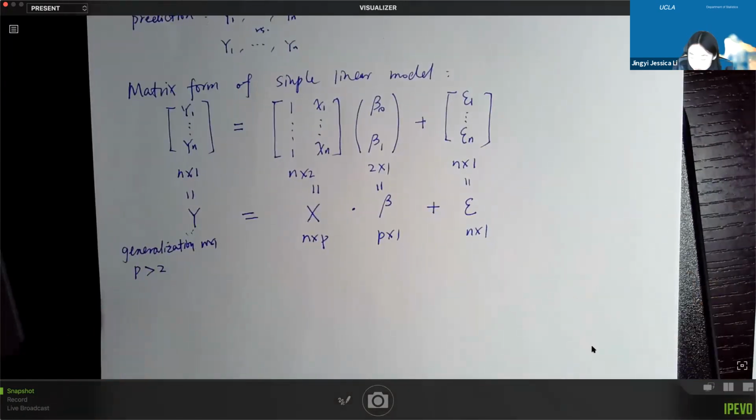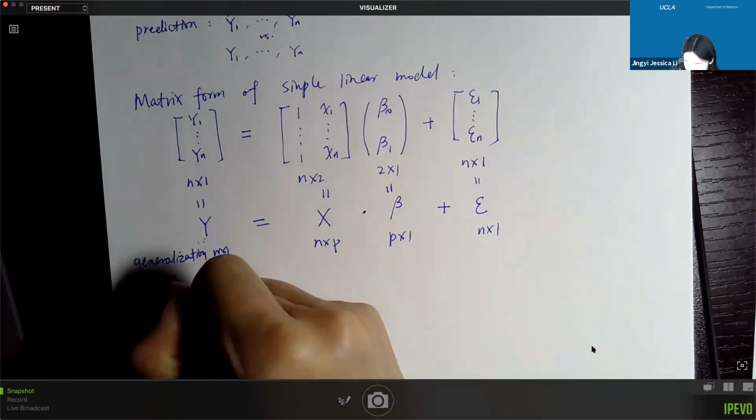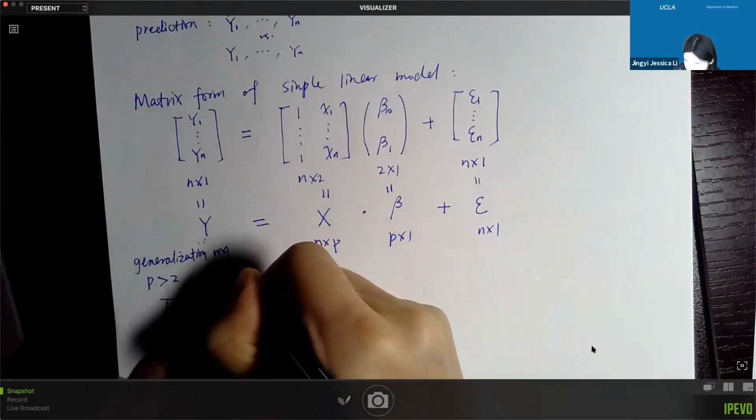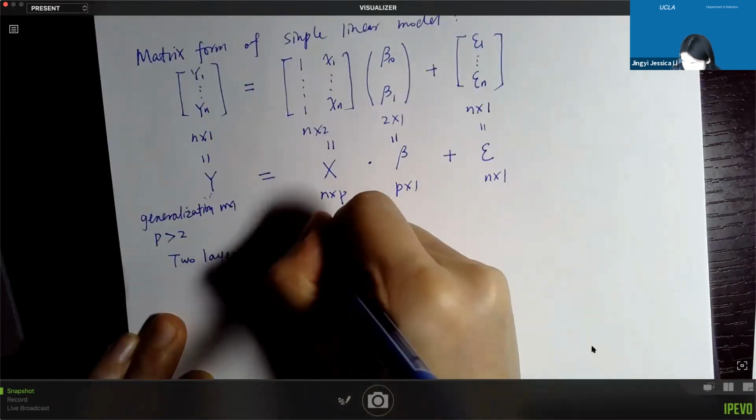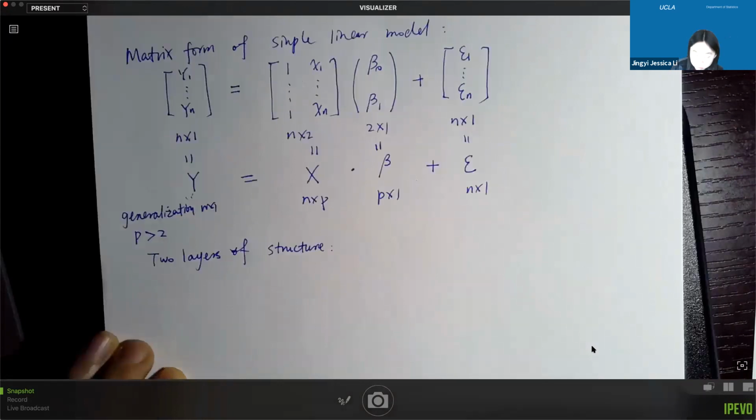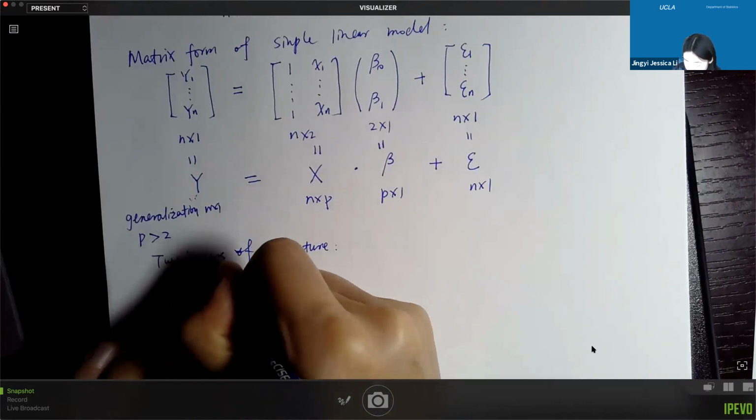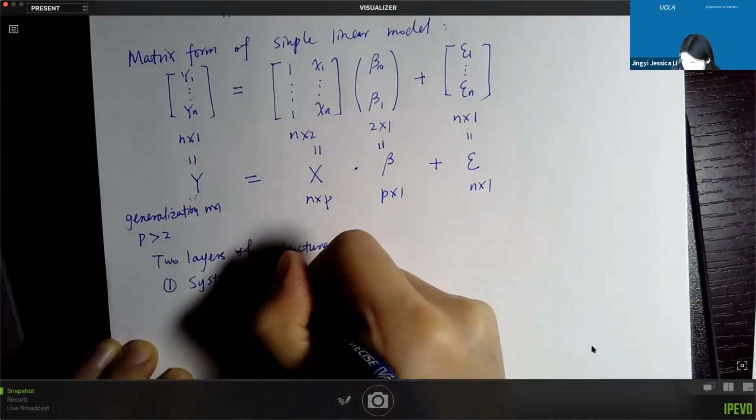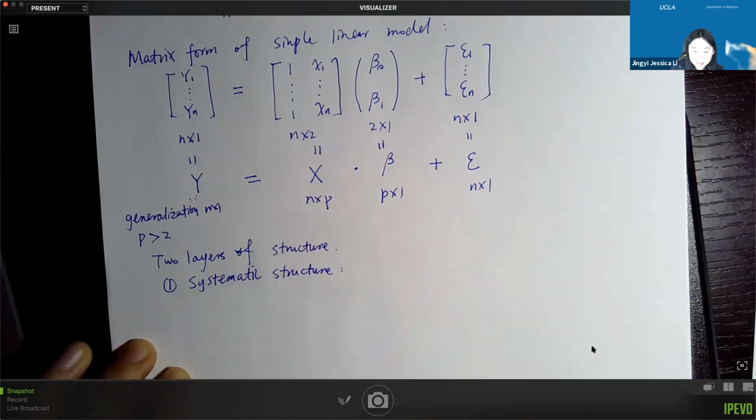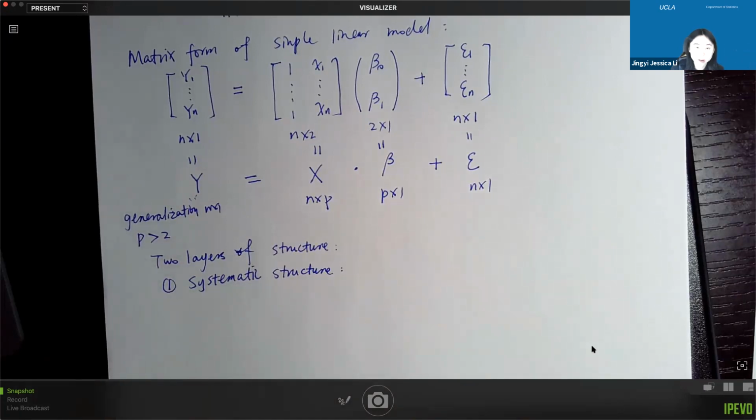Okay, and given this notation, given this vector form, we can also dissect it into 2 layers. And we're going to use those 2 layers throughout this course. It's not just a linear model. We're going to talk about those 2 layers for generalized linear model and also linear mixed effect models. So there are 2 layers of structure. The first one we call systematic structure. It's not regarding any randomness. It's about a fixed relationship we assume.